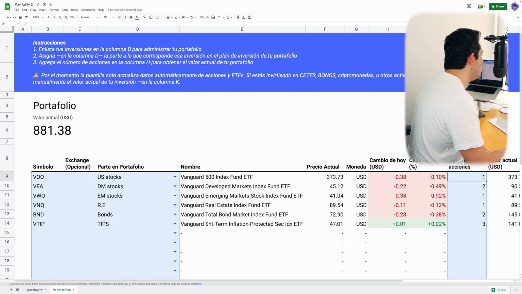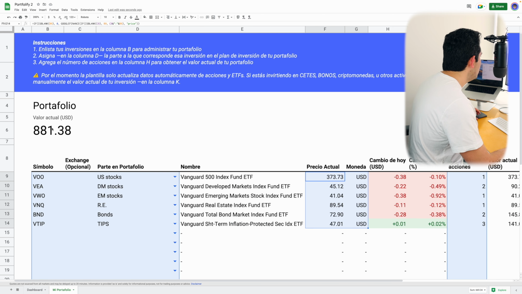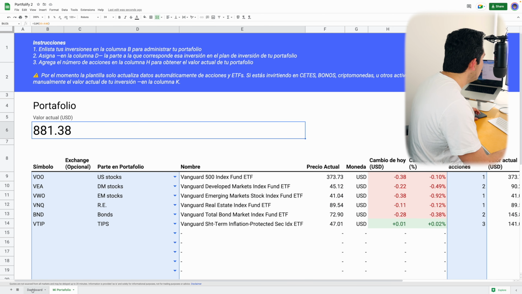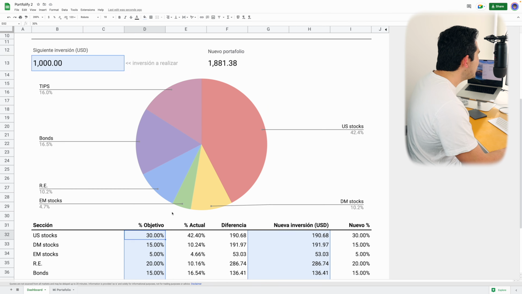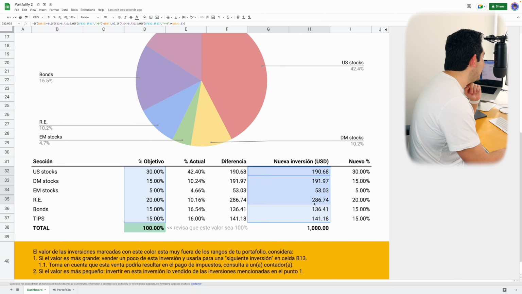This spreadsheet is going to be very helpful because it of course is going to take the current value of the stocks and it is going to get the current value of your portfolio. But where it is going to be crucial is when you write over here in the dashboard, what is your next investment? So let's say that I want to invest $1,000. This spreadsheet is going to tell you exactly how much you should invest in what section of your portfolio.